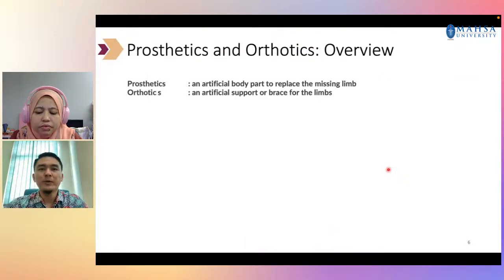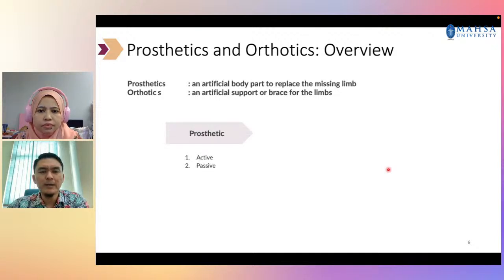Okay, so an overview of prosthetics and orthotics. If we differentiate between prosthetic and orthotic, there are some differences between both. The prosthetic can be defined as an artificial body part to replace the missing body part. So prosthetic is the new body part. In order to replace a missing limb, we have to develop the prosthetic. Meanwhile, the orthotic is an artificial support or brace for the limbs. It is only a support system. It is not replacing the missing limb. It can only be a brace or support, for example, to support the joints of the ankle and so on.